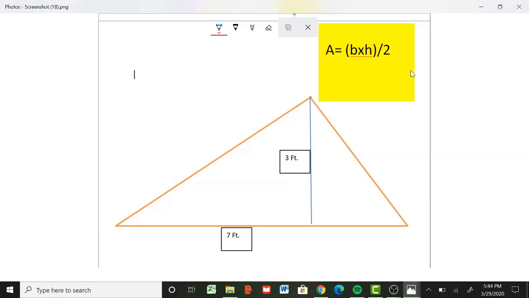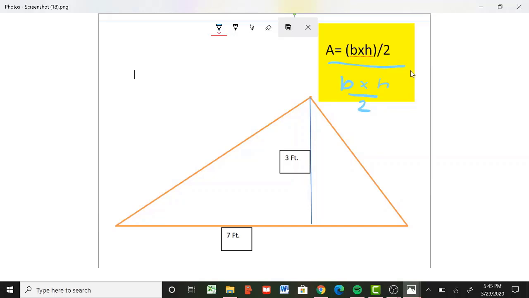Okay, so now we're going to take a look at finding the area of a triangle. So to find the area of a triangle, we use this formula right here. Area equals base times height divided by 2. So base times height divided by 2. The reason we divide by 2 is because a triangle is a half of a parallelogram. So if we were to mirror this triangle, so we make a double of it, it would equal up a whole parallelogram. So that is why we divide by 2.